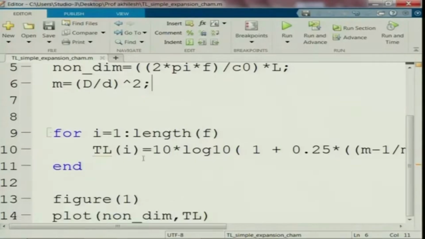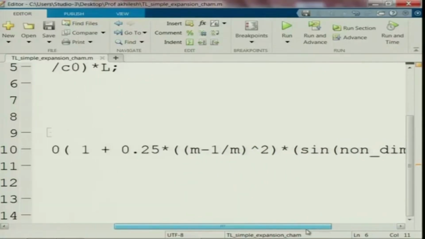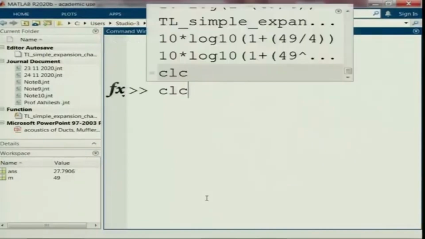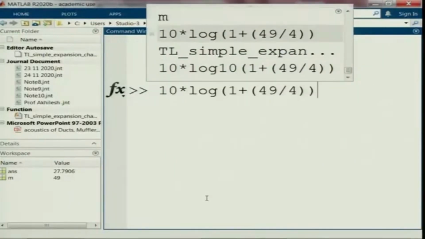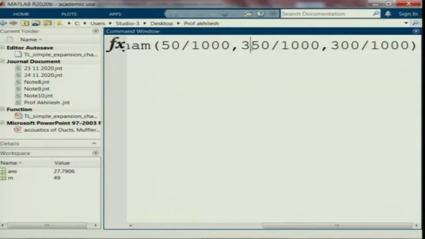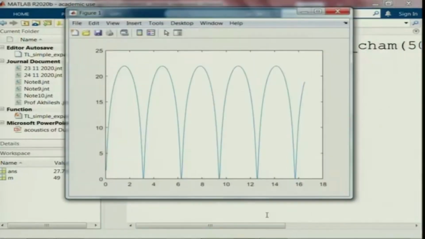So, right now what we are doing is using MATLAB to plot the analytically obtained transmission loss expression, which is this one. The idea is just to use that. Once we do that, let us say the diameter is chosen as 50 and the expansion ratio, let us start with a smaller expansion ratio, is given by, let us say, 250, and the length continues to be 300. So, let us see what we get.